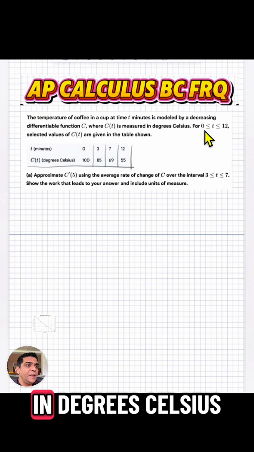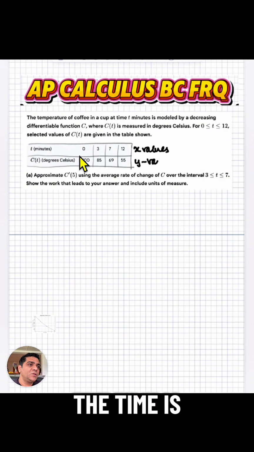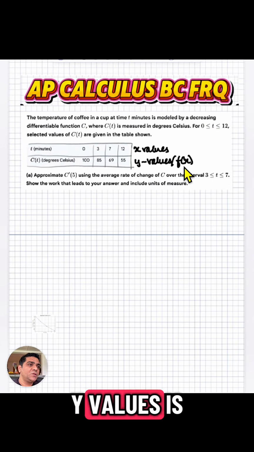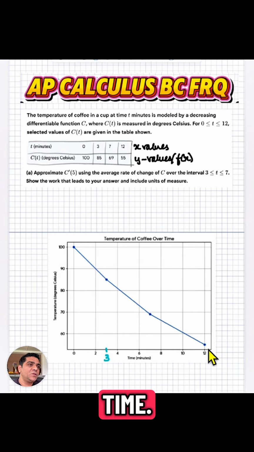The temperature of coffee is modeled by a differentiable function C, where C of t is measured in degrees Celsius, between this range 0 to 12. So there's a table here: minutes, the time, is given as the x values, and the function of x, or the C of t, which is the y values, is also given. So the temperature, as you can see, is decreasing over time.